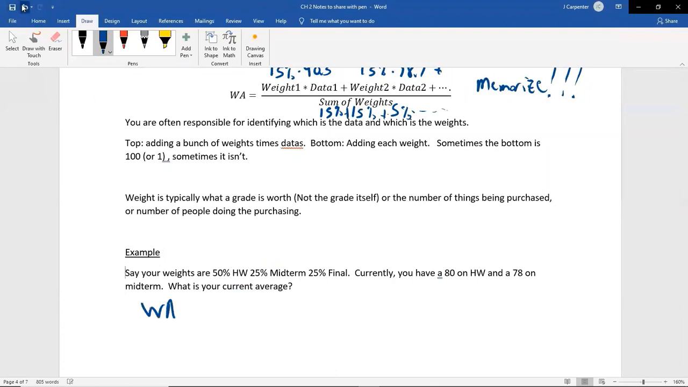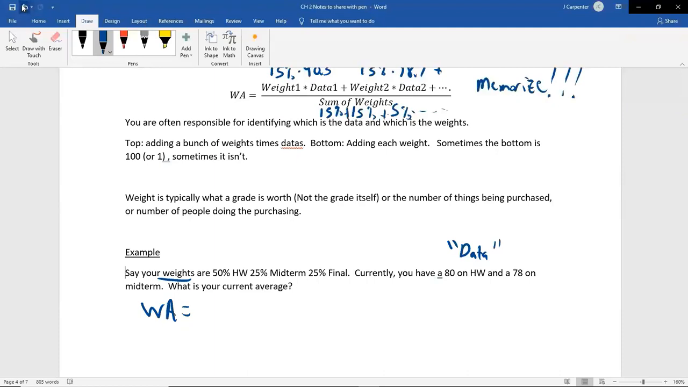So our weighted average. First, it's important to note what the weights and what the data are. The 80 and the 78, these are our datas. These are the things that we earned. I literally say that they're the weights, so I don't think I need to write that again, but these were how much each category weighs, how much it counts for. The larger the number, the more it counts for.